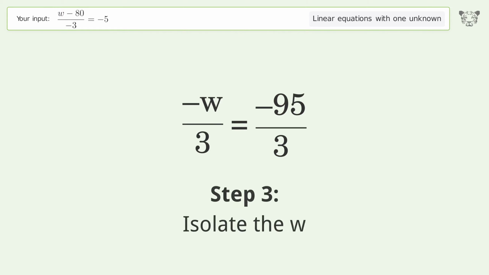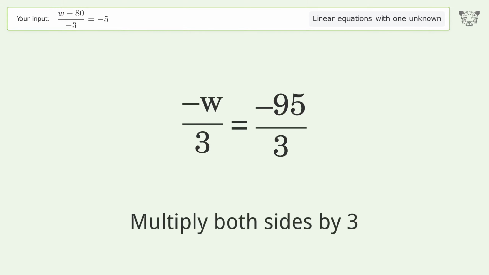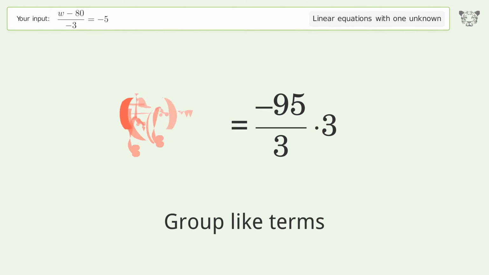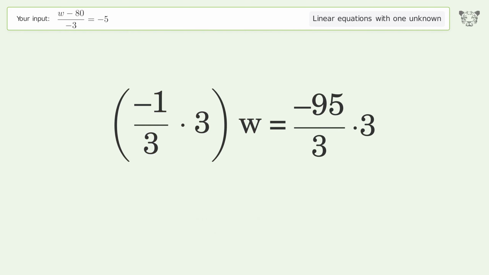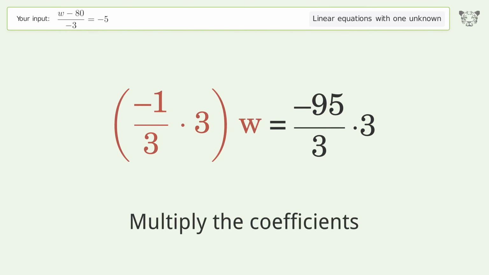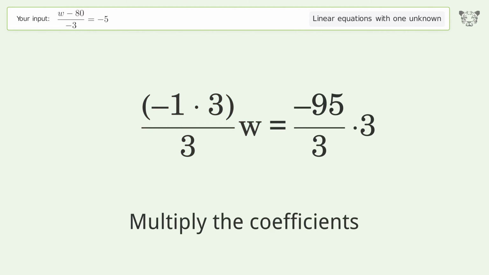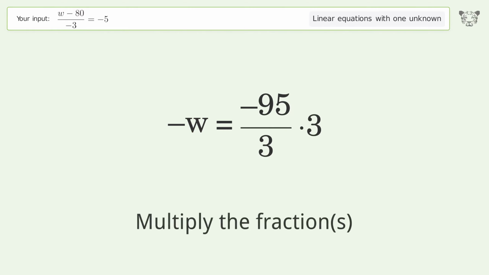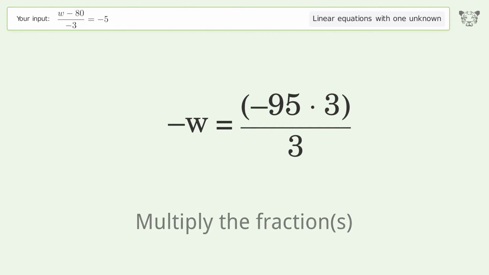Isolate the w. Multiply both sides by 3. Group like terms. Multiply the coefficients. Simplify the arithmetic. Multiply the fractions. Simplify the arithmetic.